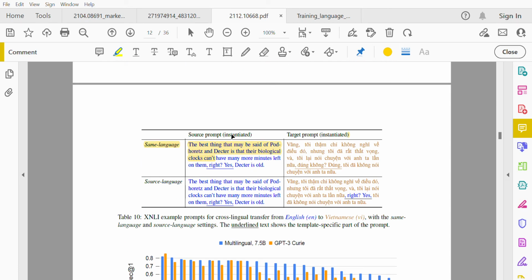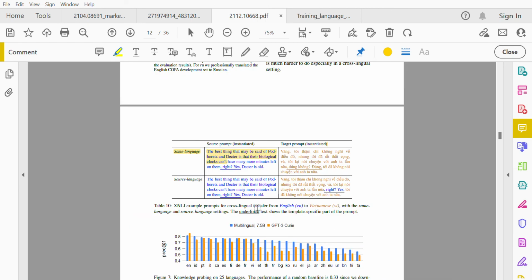Yeah, they're just showing what the same language and the source language prompt is. Kind of looks funny, you know, you have all this, this is Vietnamese text. And then they just have "right, yes." The embedding for "right, yes" is going to be more semantically salient than something that they are trying to use in Vietnamese, is at least the idea, right?